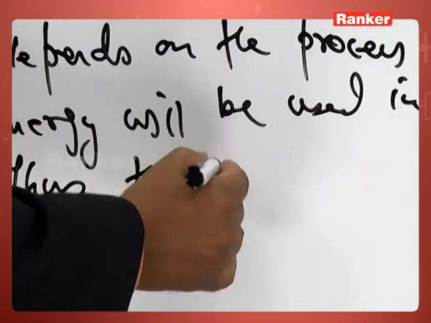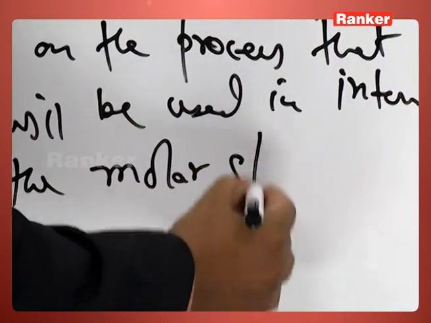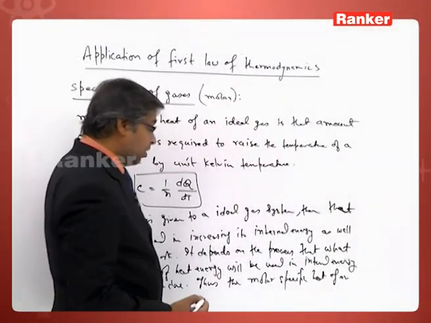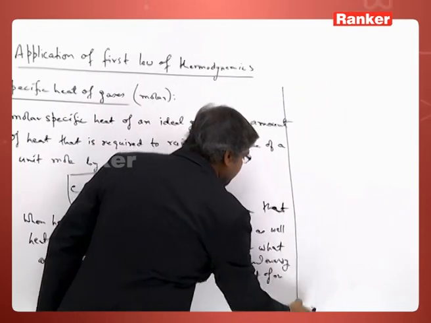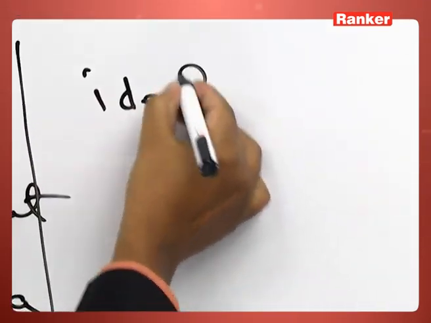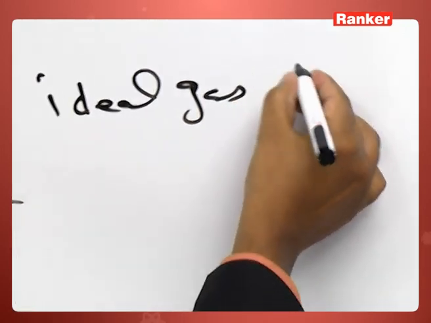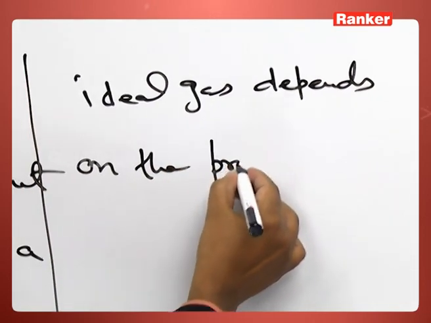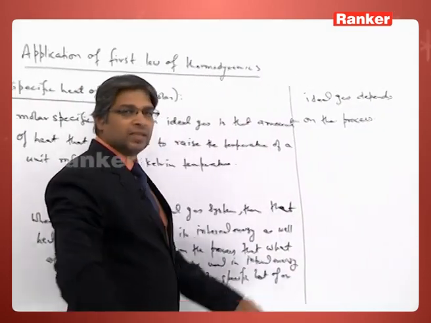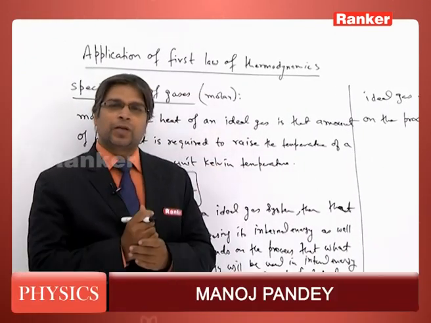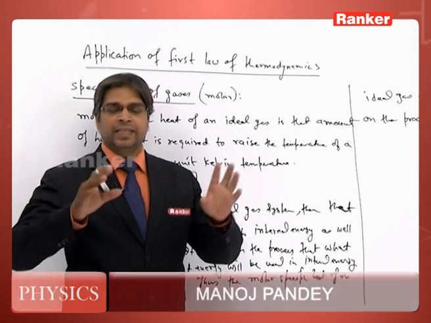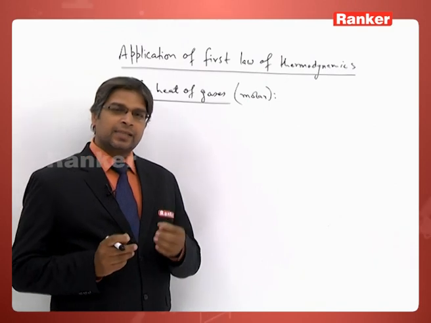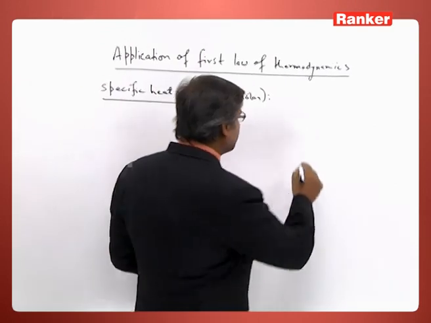So we see thus the molar specific heat of an ideal gas depends on the process. There can be infinite types of processes possible, so the specific heat of an ideal gas can also have infinite values. So now let us see some basic, very popular processes.